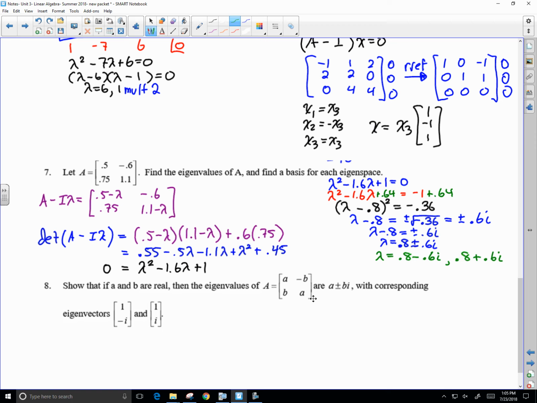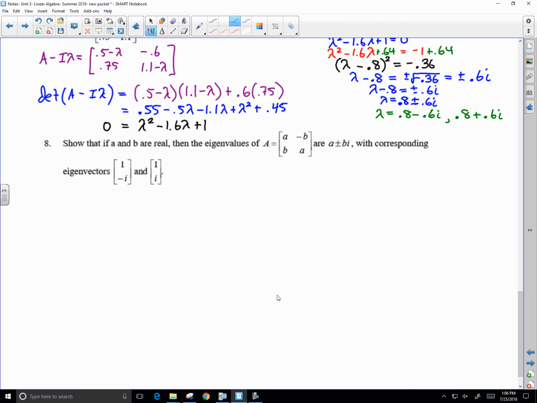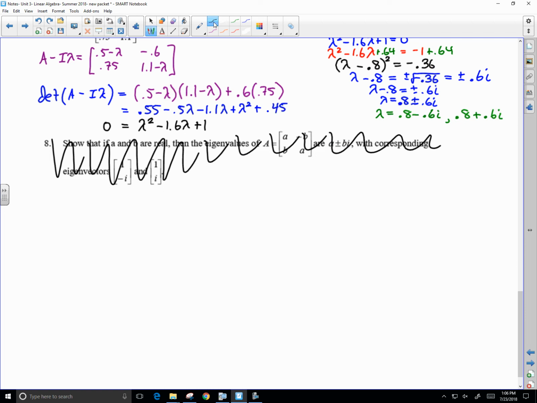All right. So another case where I didn't really give an overwhelming amount of space. Well, I'm just going to keep going. Move this out of the way. So if lambda is equal to 0.8 minus 0.6i, just pop it right in.